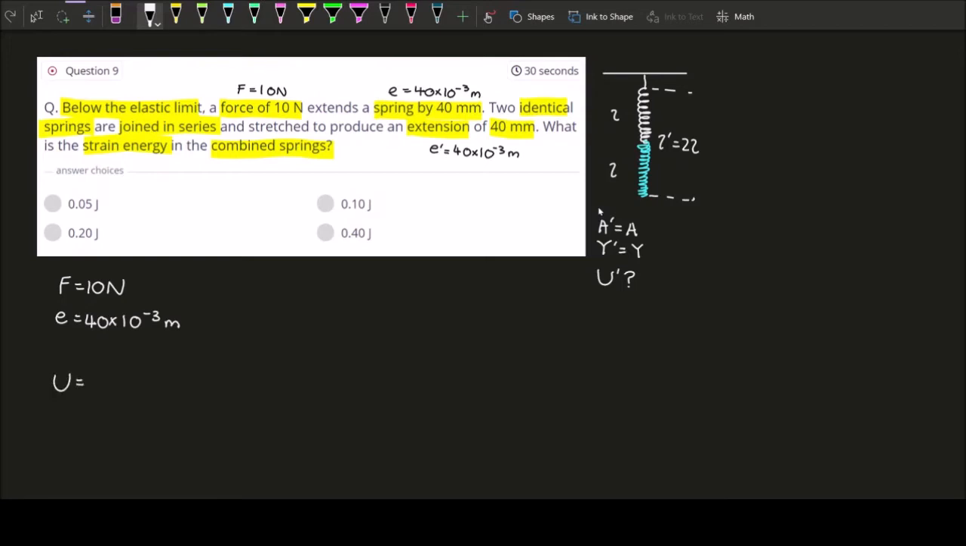Strain energy is equal to the work done by the external force to stretch the object, in this case the spring. So the work done by the external force to stretch the object will be equal to the strain energy inside the spring itself. So that will be half Fe, if it's within proportionality limit.